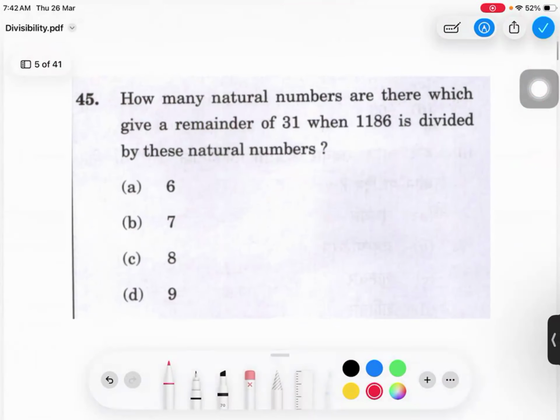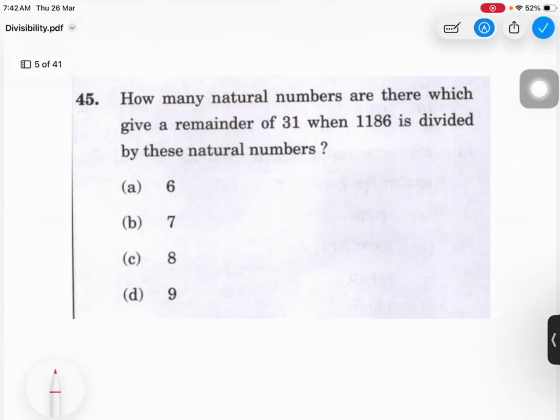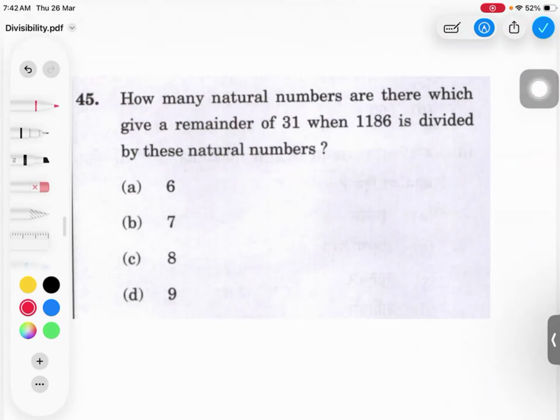How many natural numbers are there which give a remainder of 31 when 1186 is divided by these natural numbers? I think the question is understood. First of all, it is not asking you about one number, it is asking you about how many numbers. So how should we proceed? What do you have in mind?